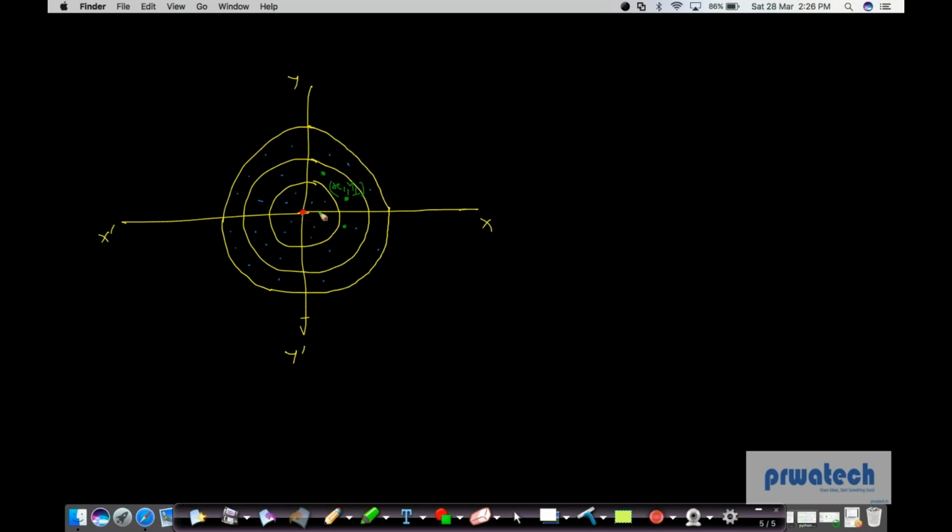So how do you count the distance in a circle? Using the radius, right? You know the radius, and once you know the radius, then you can make a circle.